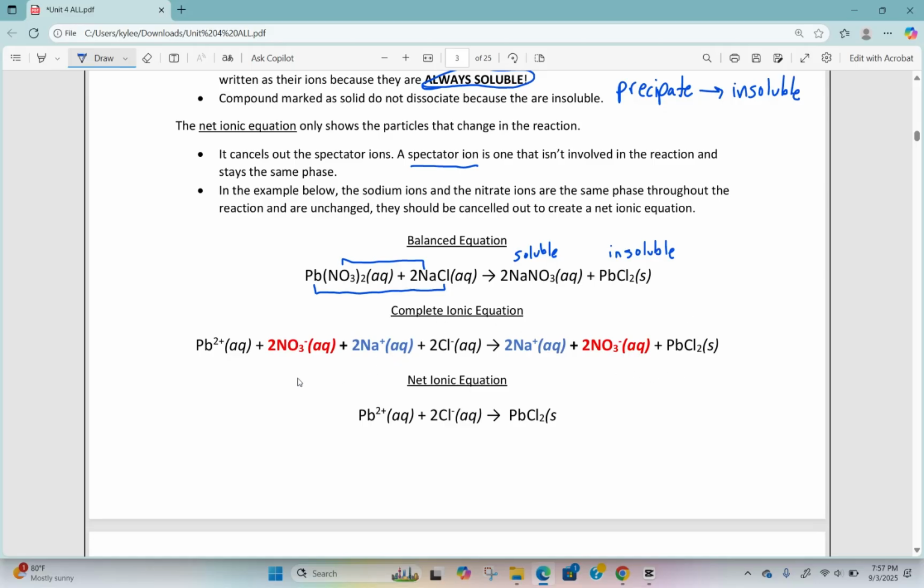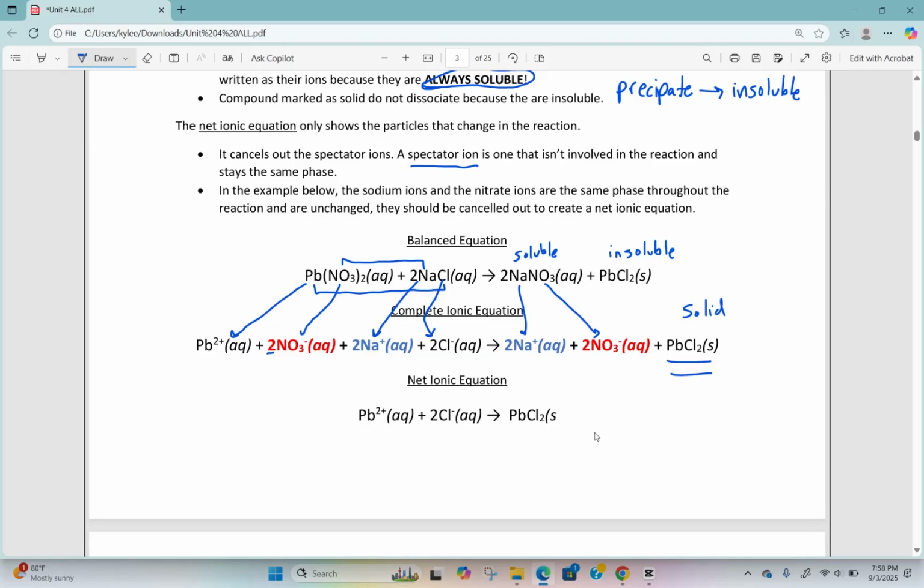That's important because when you break it down into what we call the complete ionic equation, we're going to break apart everything that is aqueous into ions. So lead ends up by itself. We do have two nitrates, so we show that with a coefficient of 2 for nitrate. We have two sodiums and two chlorines. Again, I'm breaking up everything that is aqueous, including on my product side. I have two sodiums and two nitrates. And the only thing I'm not breaking up is my solid. Remember, I can only break up the aqueous ions.